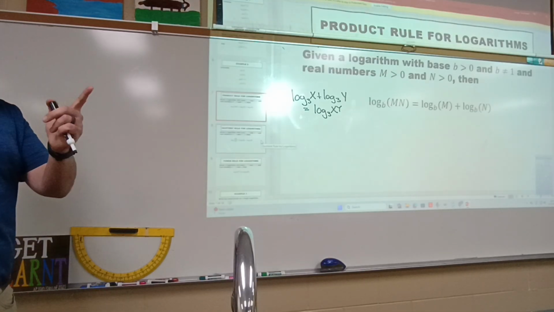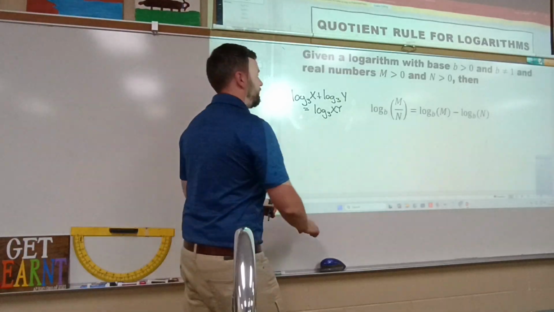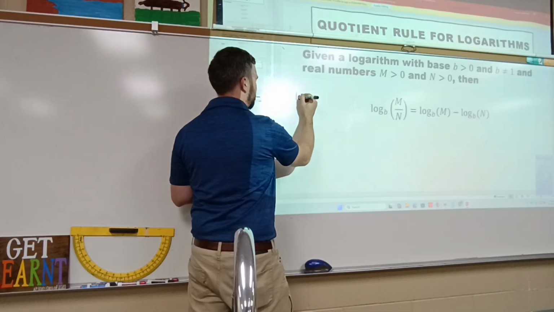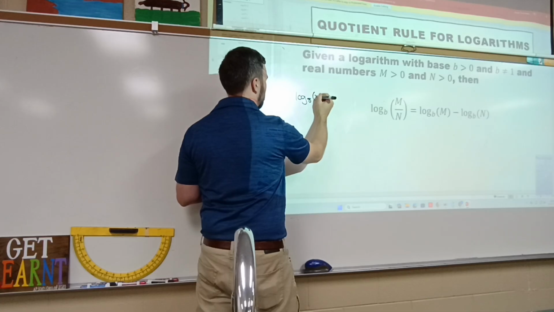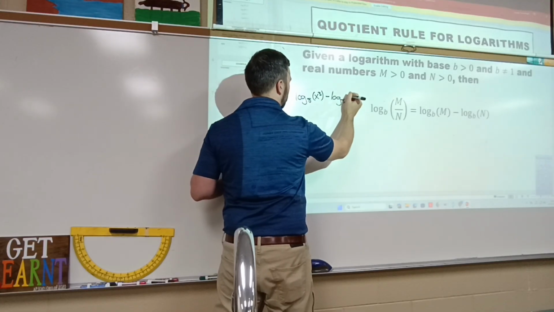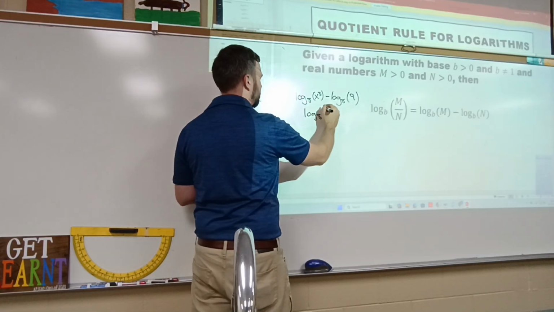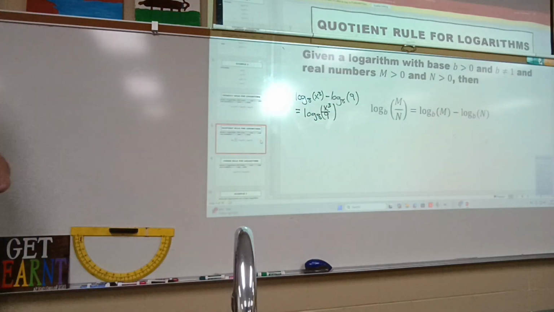So if I multiply, add, what do you think I do if I divide? Subtract. It's the same as my exponent rules. When I divide, I subtract my exponents. I have log base 8 of x to a third minus log base 8 of 9. That's the same thing as log base 8 of x to a third over 9. Again, I like to have an example of it. I don't know about you guys.